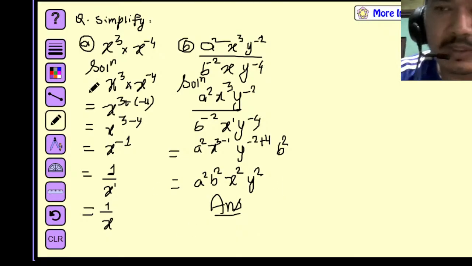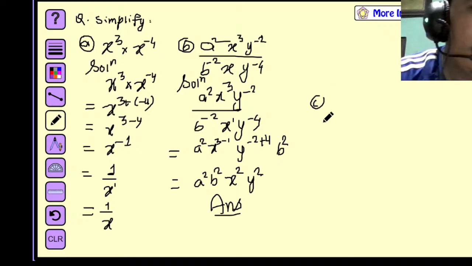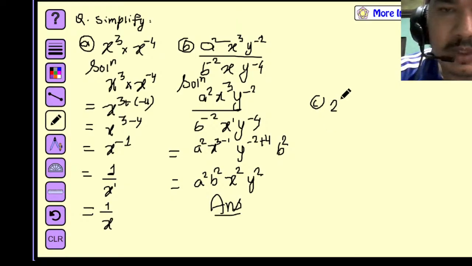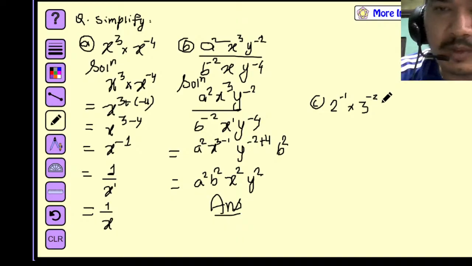Suppose if a question like this is given, what will you do? C number it is. In C number there is given 2 to the power minus 1, right? Multiplied by 3 to the power minus 2. Okay, negative power given minus 2, and there is given 4 to the power 0, okay? It's given 4 to the power 0, we know its value is 1.